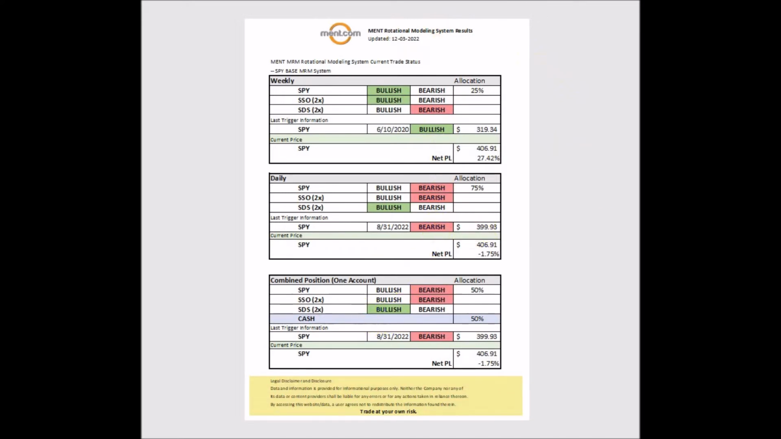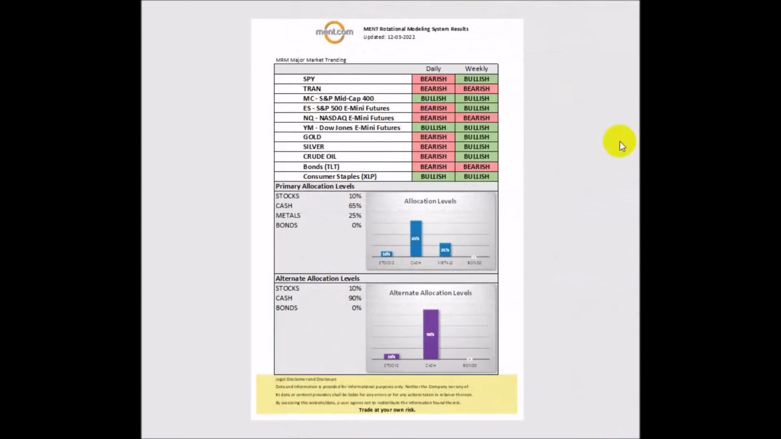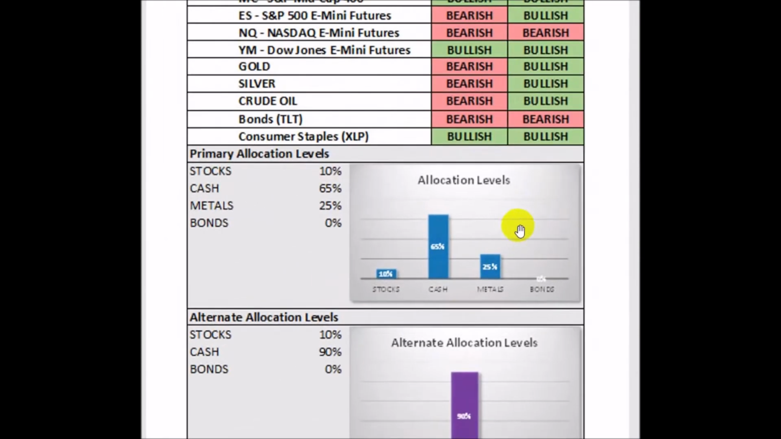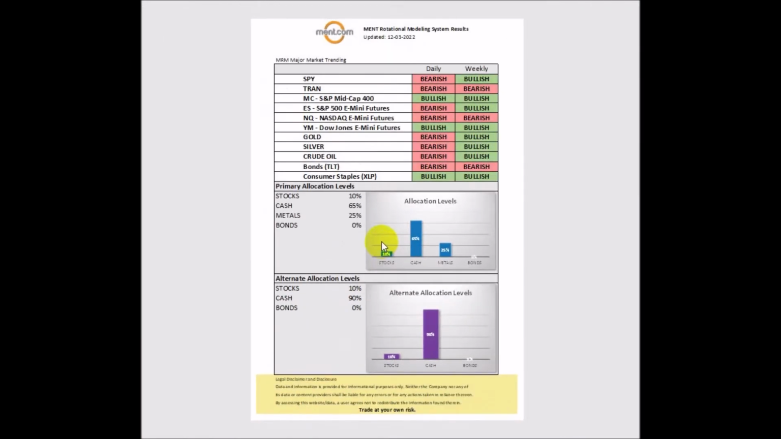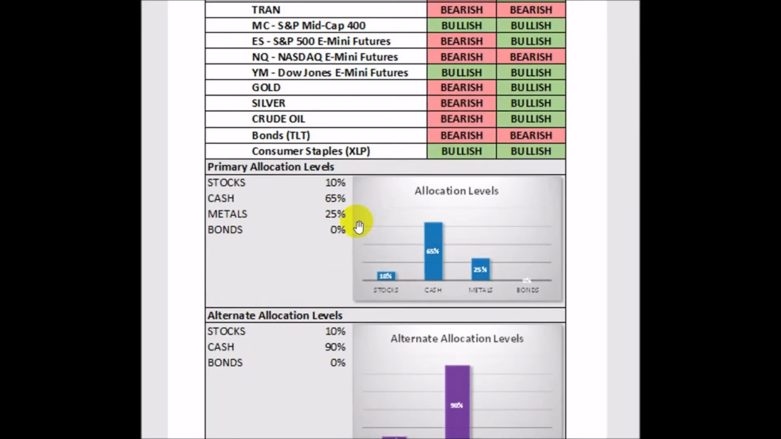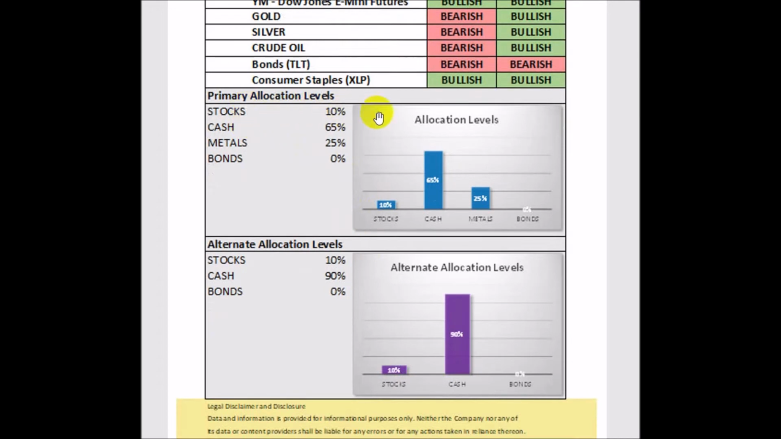And ideally this week we have a 10% stocks, 65% cash, 25% metals. This one doesn't look like it's been updated, but it has. We'll move it in here. And that's our primary allocation level. And then our alternate allocation level is 10% stocks, 90% cash, 0% bonds.